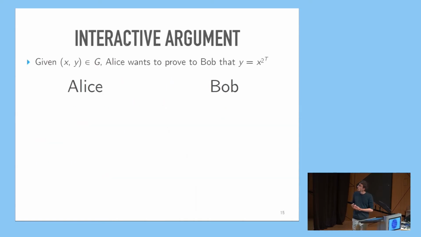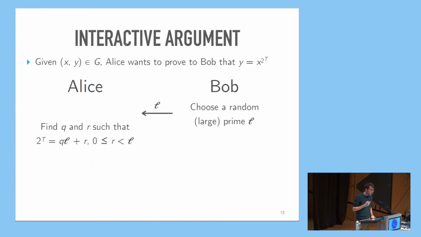So here's the protocol. You start with x and y, and Alice tries to prove that y is x to the power 2 to the power t. Bob challenges Alice. He chooses a random large prime number L, large, think a prime number of 200 bits, and sends it to Alice. Now Alice computes the Euclidean division of 2 to the power t by this prime L. So 2 to the power t is the quotient q multiplied by L plus the remainder r. And the proof that she's sending to Bob is x to the power q.